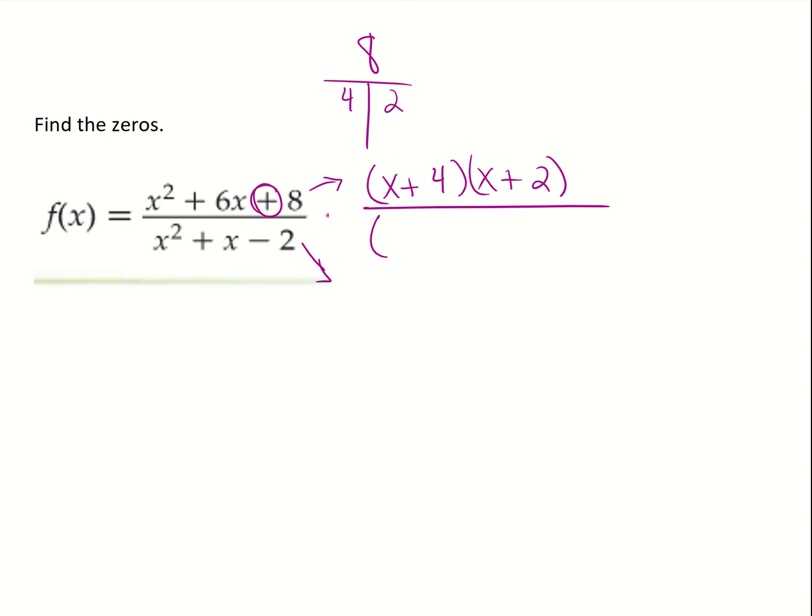Again, because there is a subtraction sign, I'm going to have one positive and one negative. Because I'm trying to get a positive 1, that 2 is going to be a positive 2 and a minus 1, okay? So now what I'm going to do is cancel those out. Now I'm going to substitute a 0 in here.